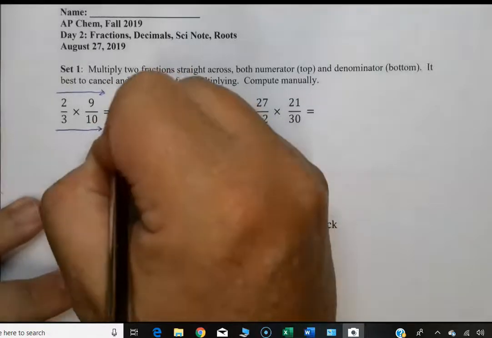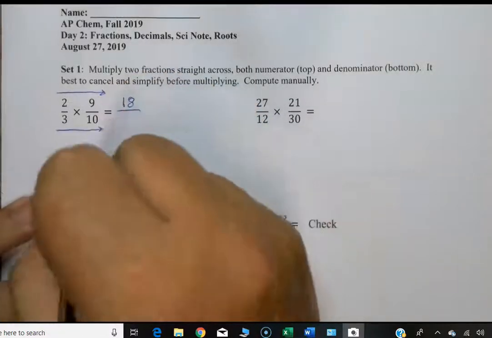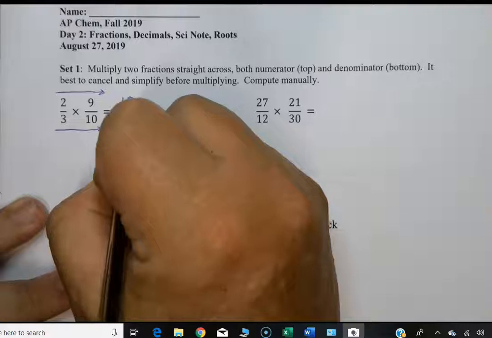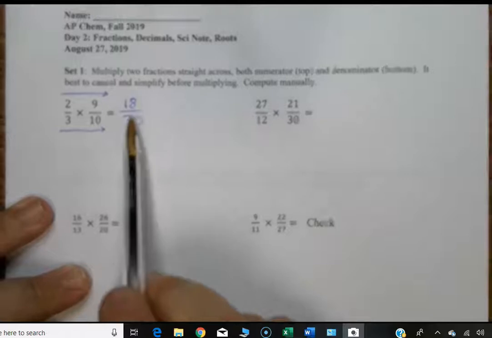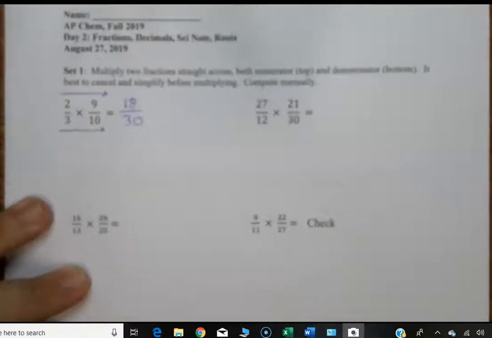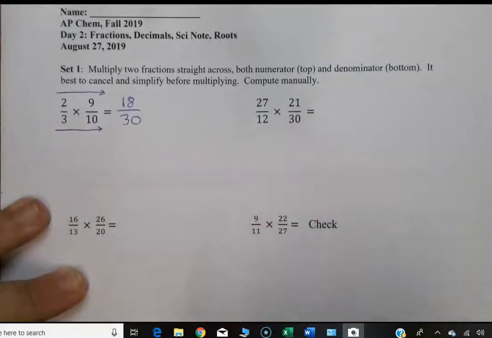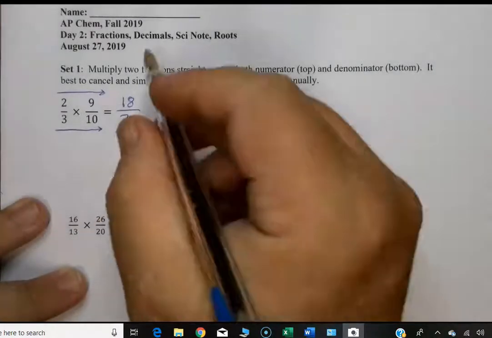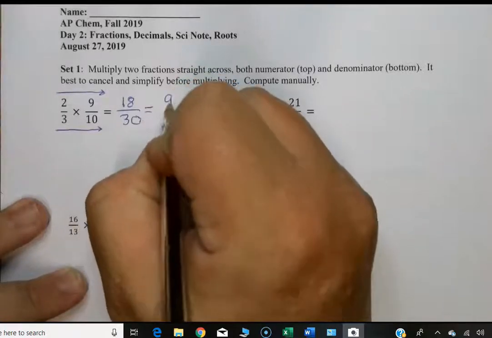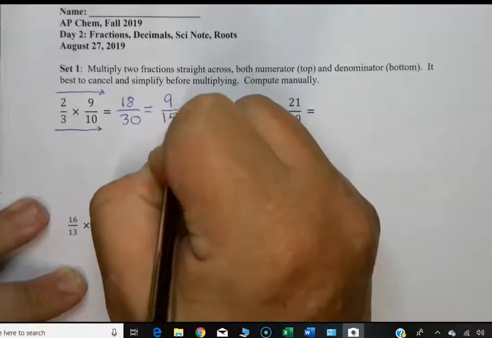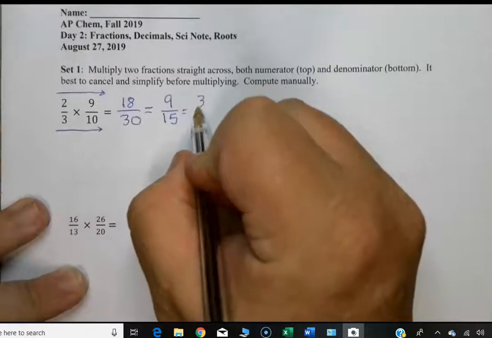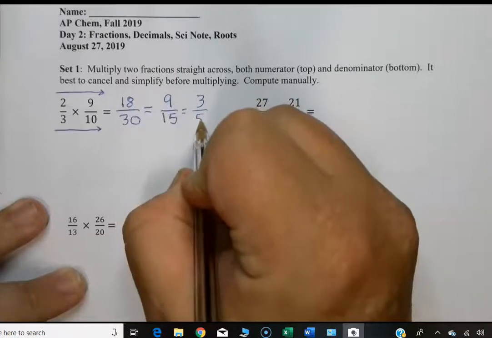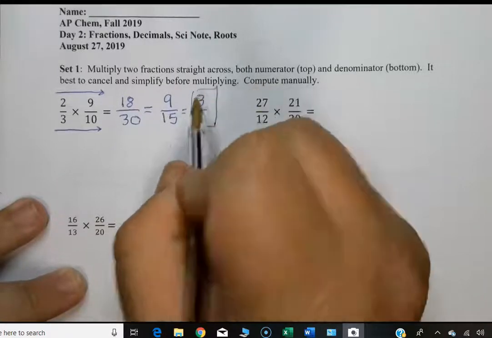So 2 times 9 is 18, and 3 times 10 is 30. Now those are both even numbers, as you can see, so you know you can divide them both by 2. You can reduce them. Never leave a fraction in unreduced form. Okay. And let's go ahead and reduce this. So 2 goes into 18 9 times, goes into 30 15 times. And now I think all of you can see that 3 goes into 9 3 times, and goes into 15 5 times. Can't reduce 3/5 any further, so that's your final answer.